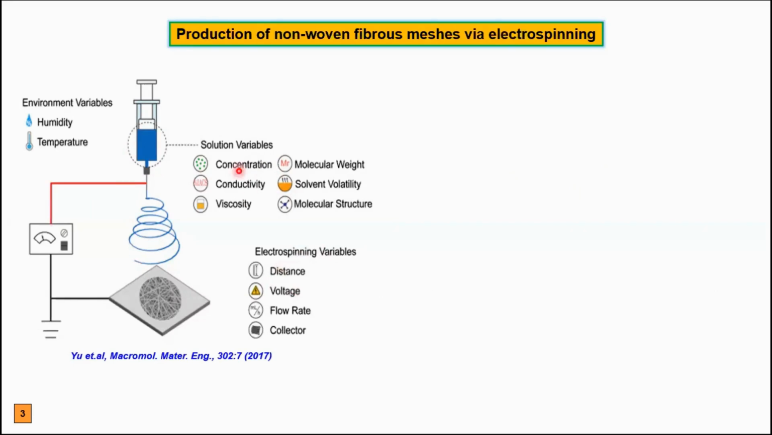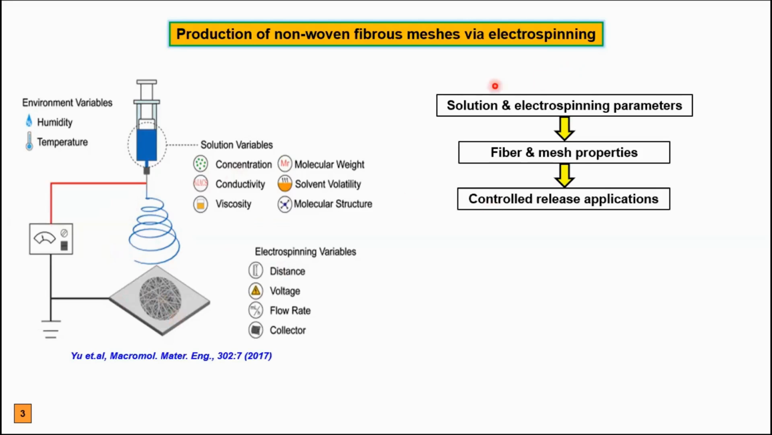My lab is quite interested in understanding how these different electrospinning conditions and solution variables affect the properties of the fibers, which again, I'm not going to focus on much today. But like I said, the key takeaway is all of these properties of the fibers are affected by solution and electrospinning parameters. And in turn, these affect how we employ these materials in biomedical applications, particularly controlled release applications.